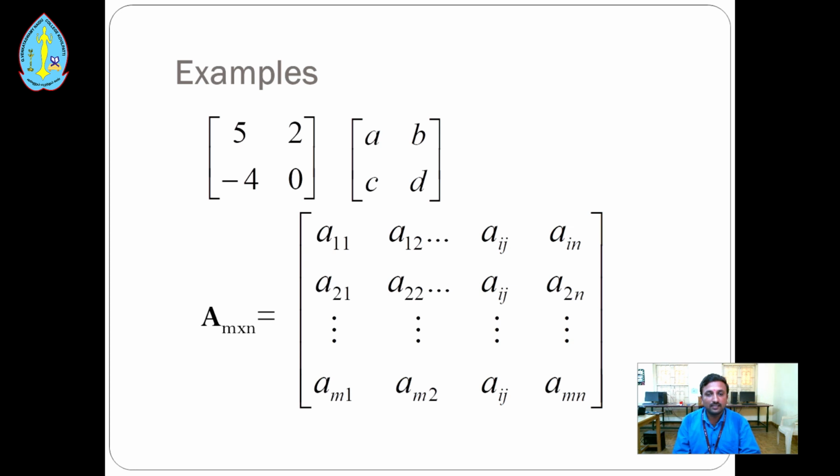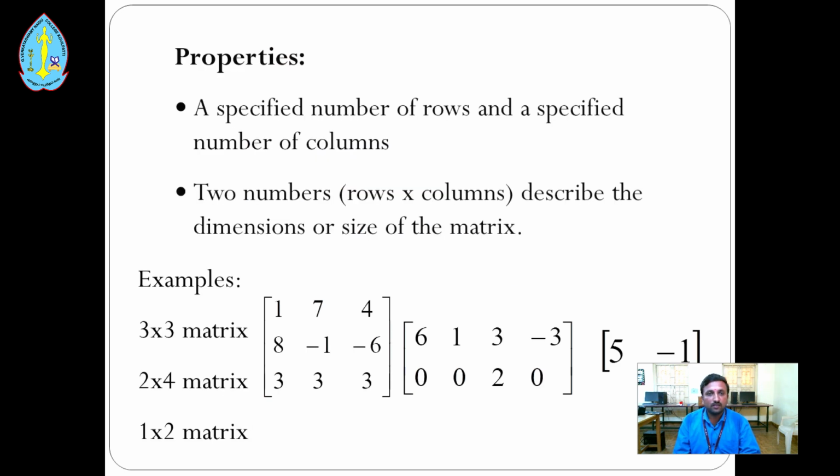Third one is the general type of matrix, A, M cross N, M rows and N columns. Next one, properties. A specified number of rows and a specified number of columns contains a matrix. Two numbers, that means rows and columns, describe the dimensions or size or order of the matrix. The examples are, first example, the matrix contains 3 rows and 3 columns. The order is 3 cross 3 matrix.